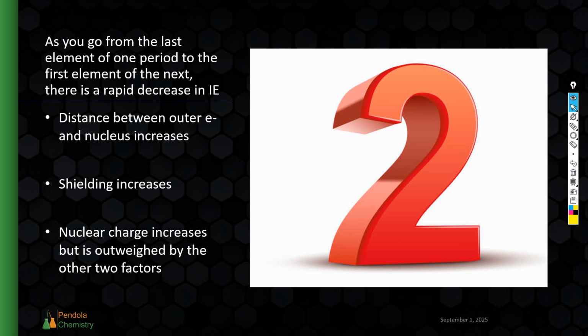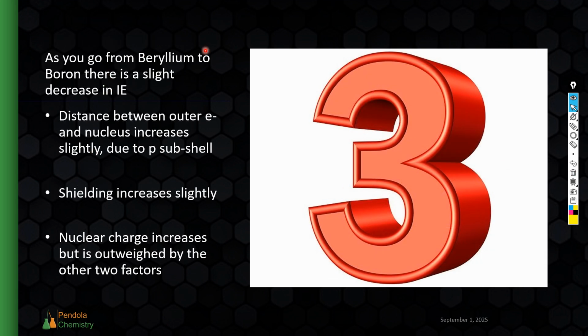Number 3. As you go from beryllium to boron, there is a slight decrease in ionization energy. Now, this is the exception, right? Because from beryllium to boron, going left to right across a period, we would expect an increase in ionization energy. But we don't. We get a decrease from beryllium to boron.